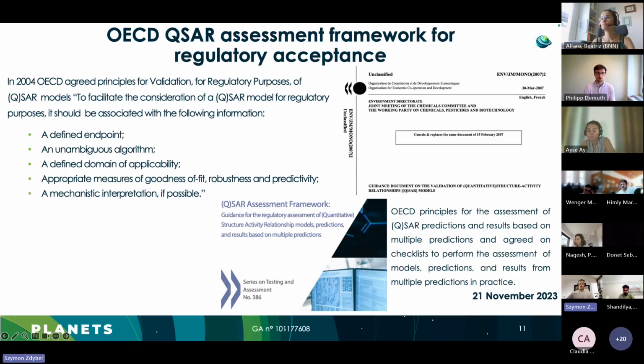Adhering to these principles ensures that our SSbD process is robust, transparent, and regulatorily ready. So by this, we can move on to the Menti section, and I will hand over the screen to Beatrice.